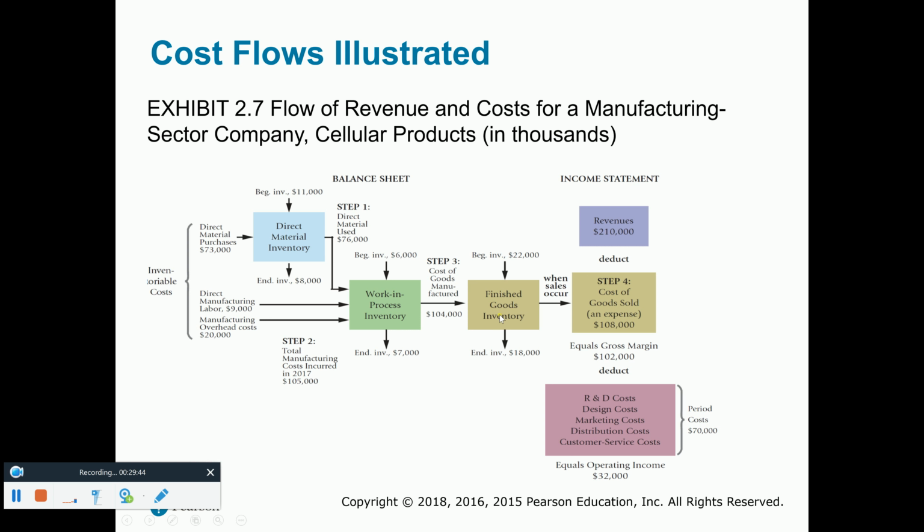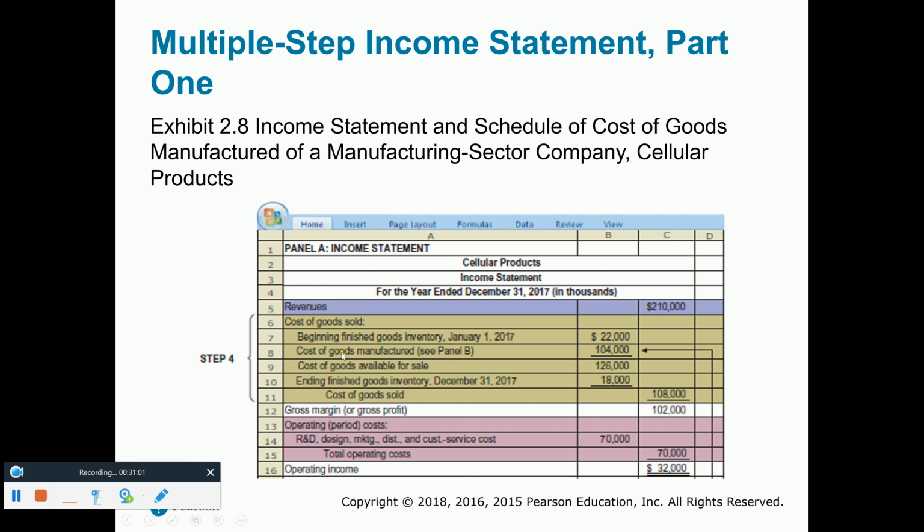Here it is. All the numbers that I showed you on the prior slide are basically here. We're going to see our revenues and our cost of goods sold. You should remember this formula from your financial accounting class. Beginning inventory plus purchases, in this case, cost of goods manufactured. You can go back to the prior slide. You'll remember it's 104. That equals cost of goods available for sale. Less ending inventory gives you cost of goods sold. Subtract that from revenues, you get gross margin or gross profit. Subtract out your selling, general, administrative expenses, and you get your operating income.